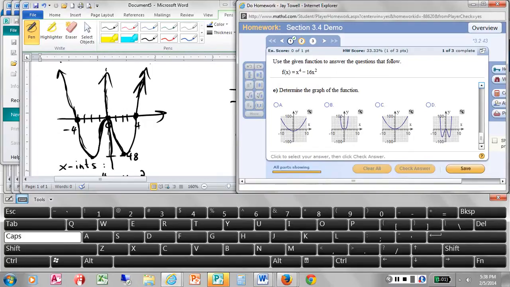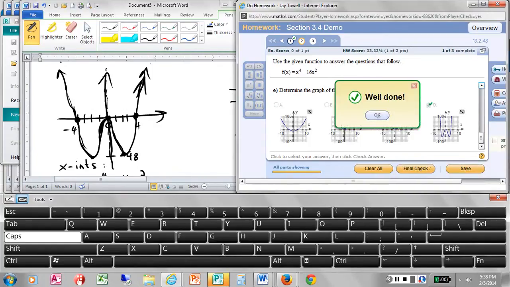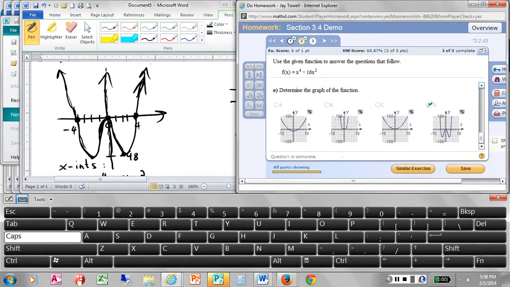And then, of course, the last step on this one, determine the graph of the function. Well, we've got it right there. We see the one that matches nearest to ours is, of course, D. D is our best answer there.